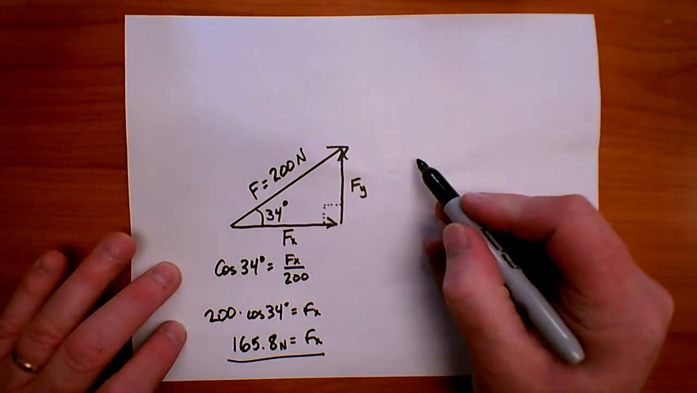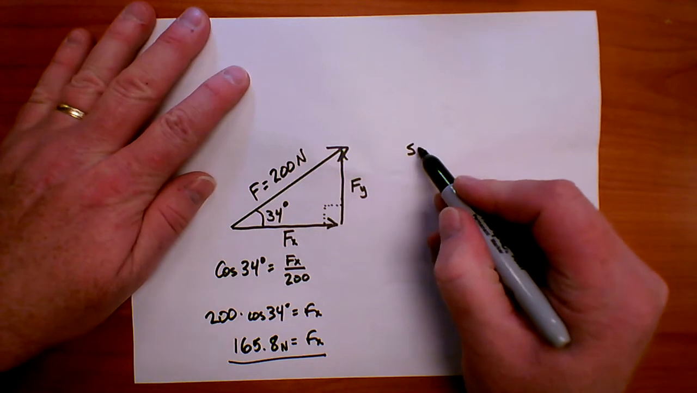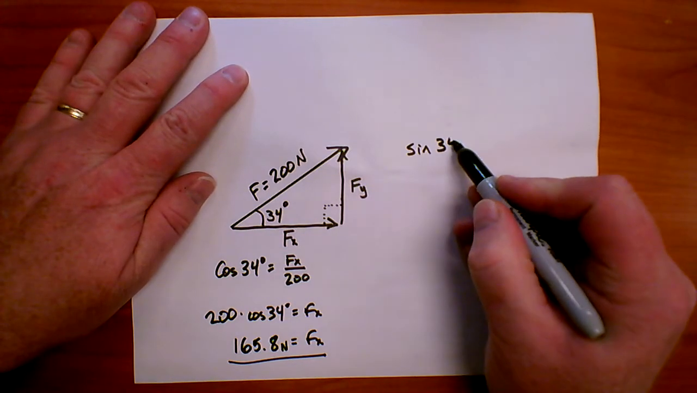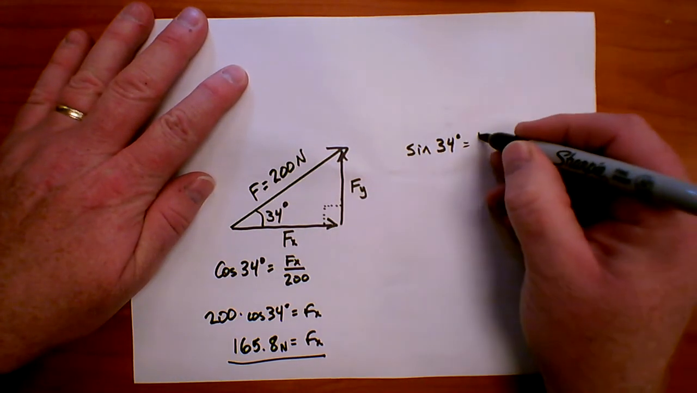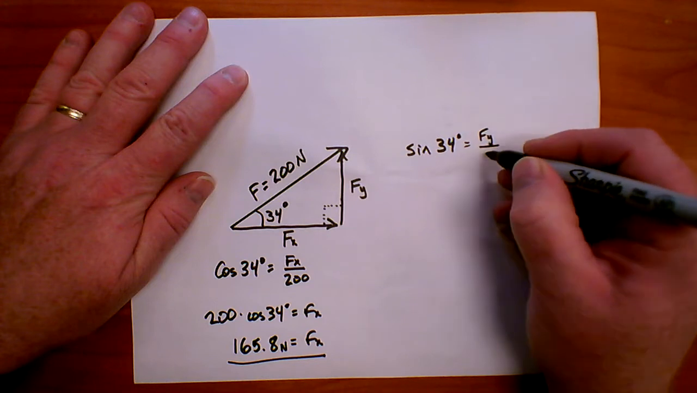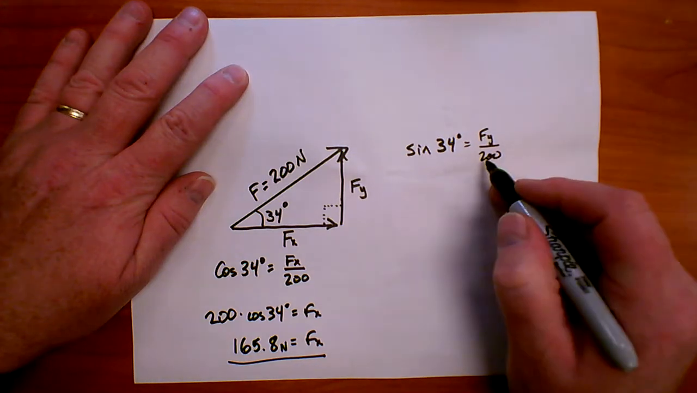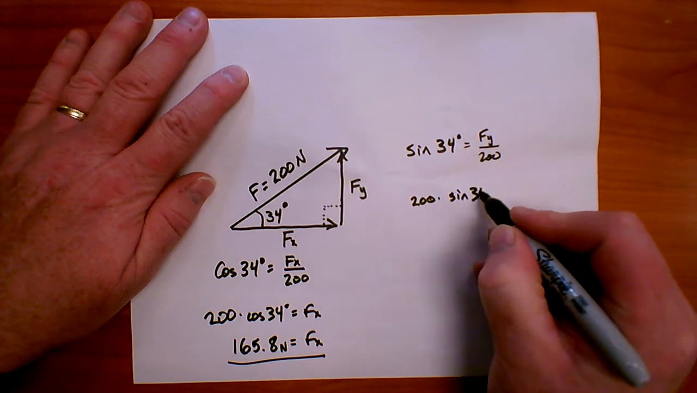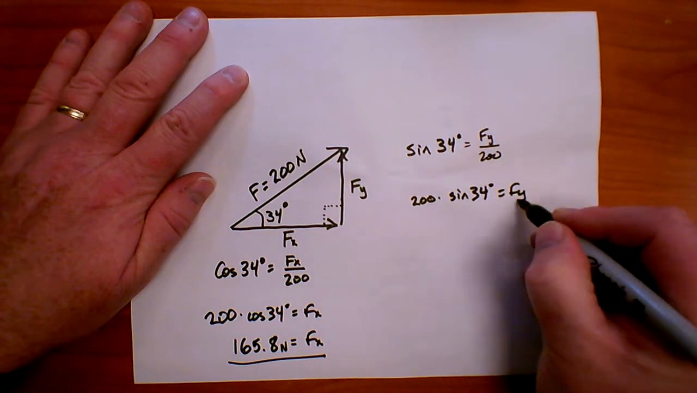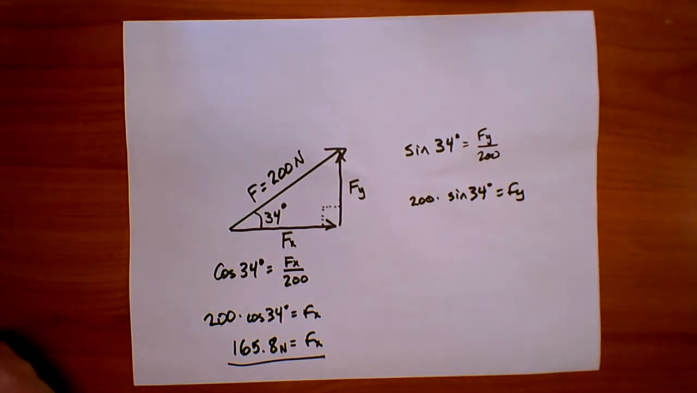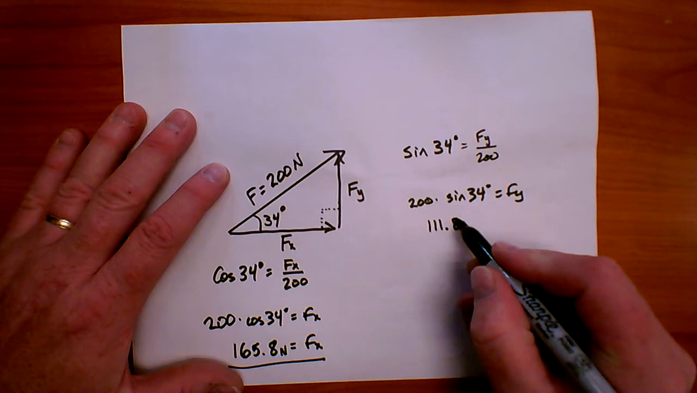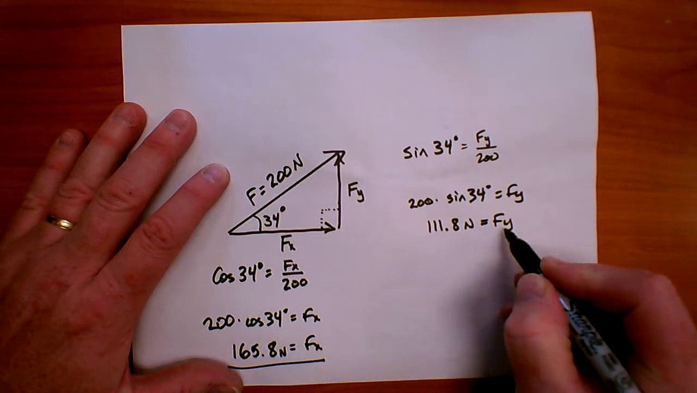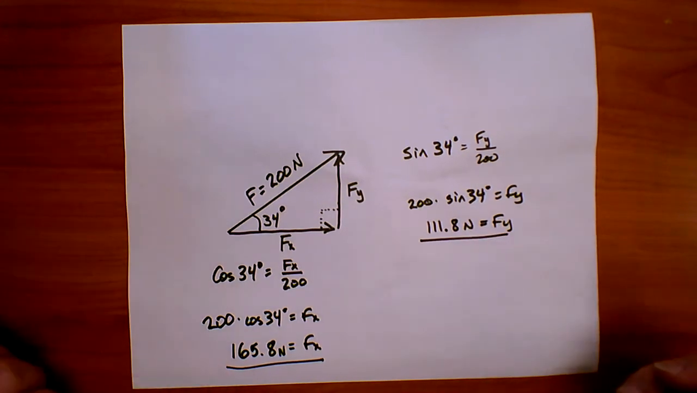To find fy, that's the opposite side. So I would do sine of my angle equals the opposite, fy, over the hypotenuse, 200. Multiply both sides by 200. 200 times the sine of 34 degrees equals fy. And I push the buttons again. 200 times the sine of 34 degrees, and I get 111.8 newtons equals fy.